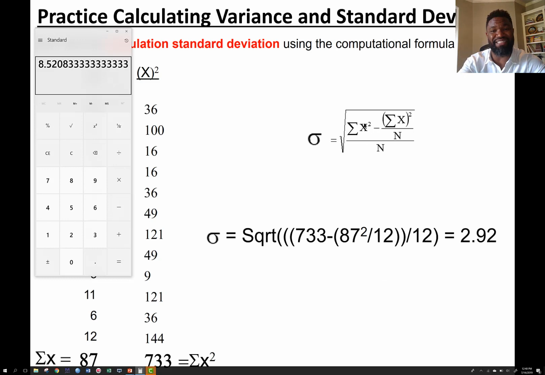But then we have to get the standard deviation. So we have to get the square root to turn it into that. So all we should have to do, I believe, is hit this little square root button. And it is 2.919, which you will round up to 2.92. See, I was right. Okay.